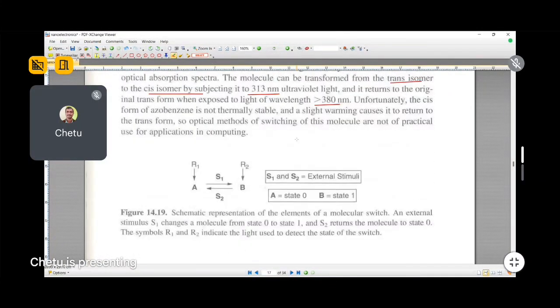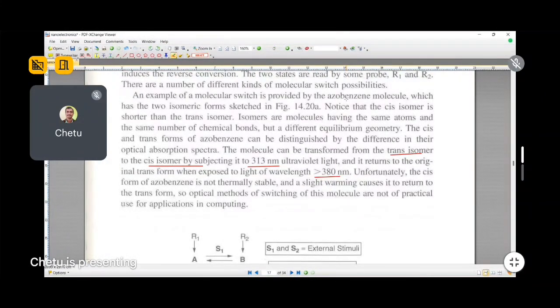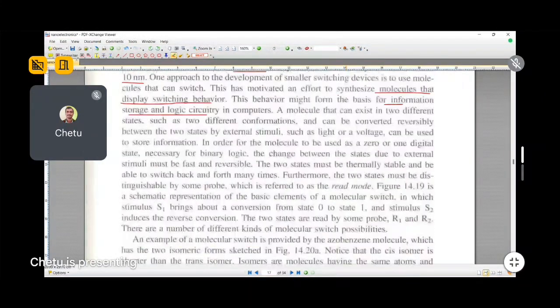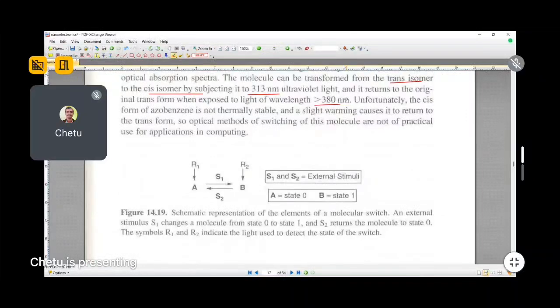So such molecules can be used to store data, and by just shining light, you can change the information stored in them by using 313 nanometer ultraviolet light and 380 nanometer light. And the dimension of this molecule is very small. It is smaller than 1 nanometer. So the memory density of such a device will be very high.